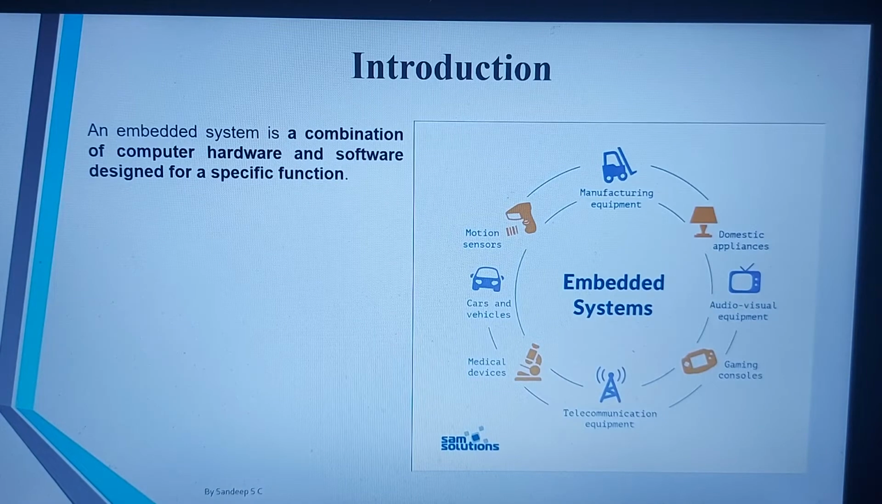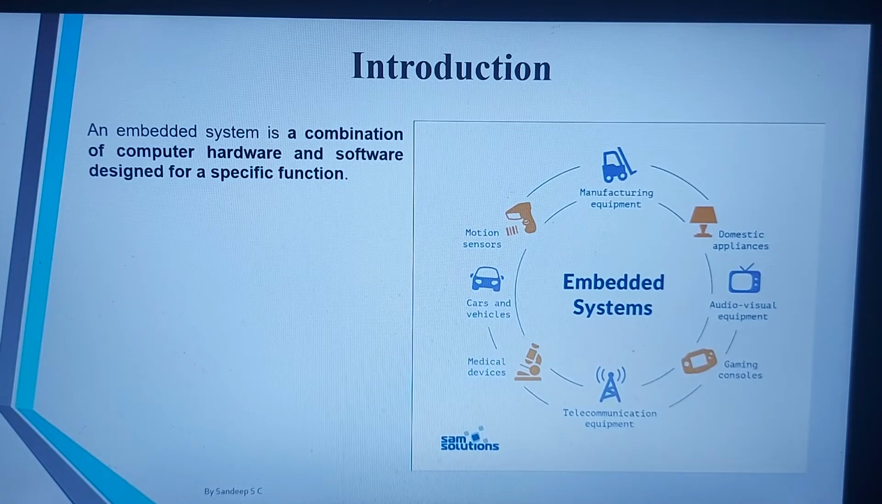First, let's look at what is an embedded system. An embedded system is defined as a combination of computer hardware and software designed for a specific function. When we say a specific function, it can be a single application or a set of applications.